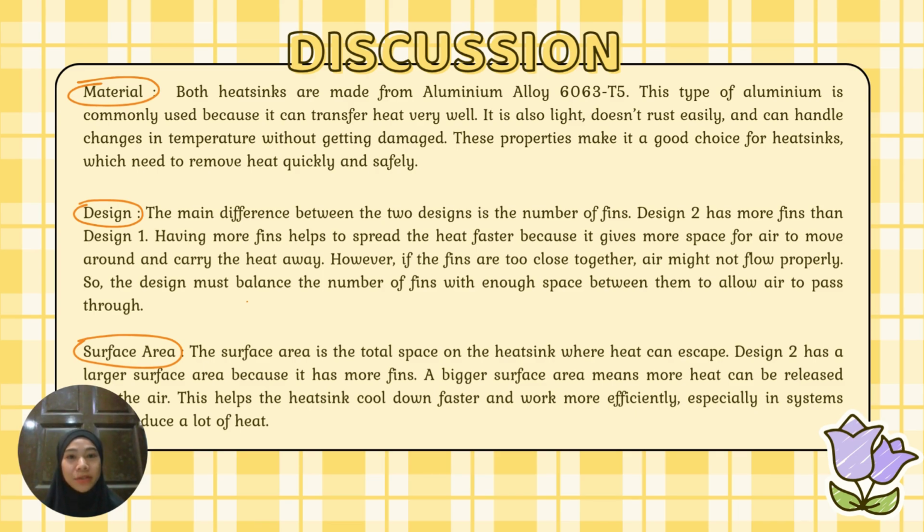Hi, my name is Nurul Marazi. For the assignment, we have a few discussions. Firstly is materials. Both heat sinks are made from aluminium alloy 6063 T5. This type of aluminium is commonly used because it can transfer heat very well. It is so light, doesn't rust easily, and can handle changes in temperature without getting damaged. These properties make it a good choice for heat sinks, which need to remove heat quickly and safely.